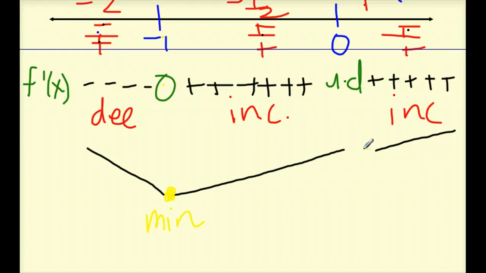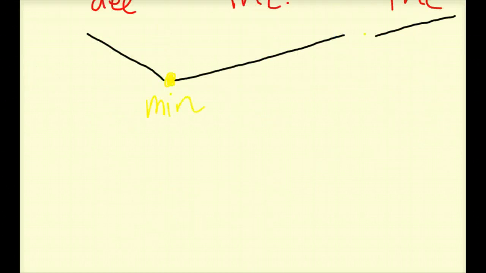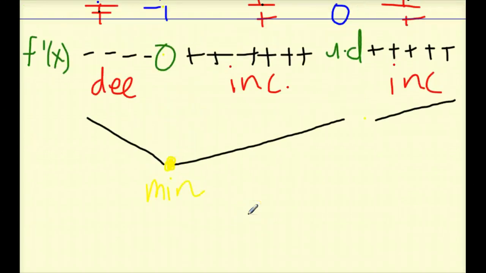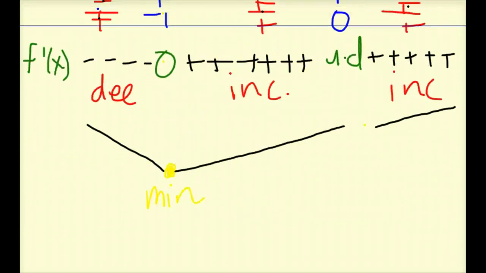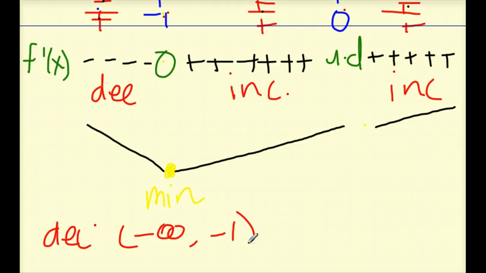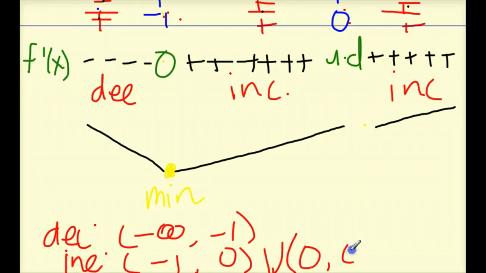So let's do our intervals of increasing and decreasing. According to this, I'm going to make sure I take a look at my x values. I'm decreasing from -infinity up until this -1. And then I'm increasing from -1 up until 0. And I can't do anything here at 0 because it's undefined. So I have to continue and say in union with 0 to infinity.